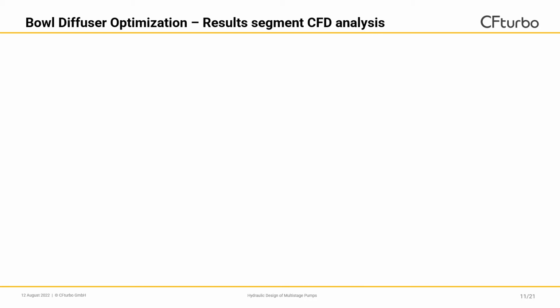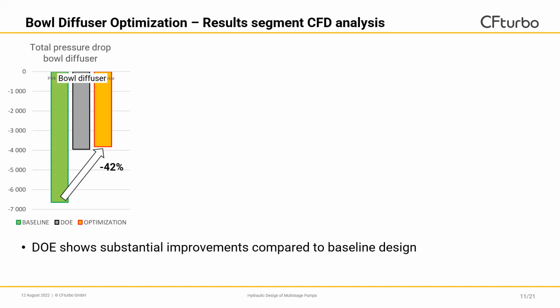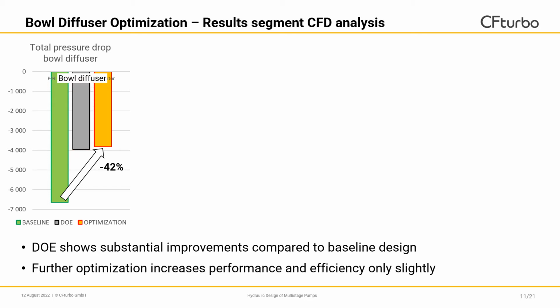So if we take a look at the overall CFD results from our bowl diffuser optimization, you can see that for the total pressure drop inside of the bowl diffuser, we were able to substantially improve the design just by running a simple DOE, and we were able to further optimize the design by running an optimization. So all in all, we were able to reduce the total pressure drop in the bowl diffuser by 42%.